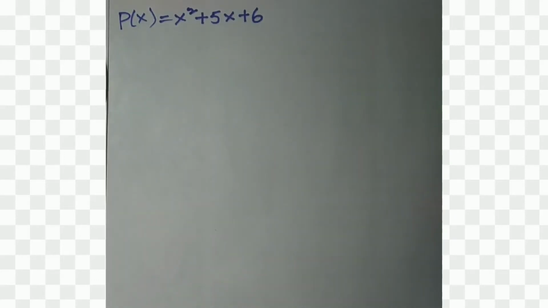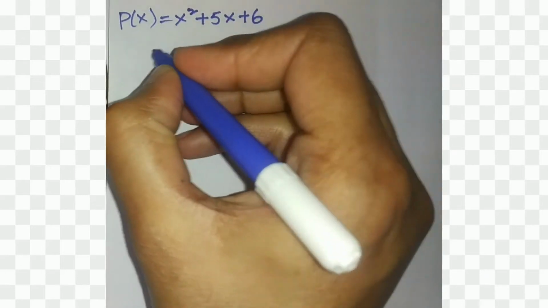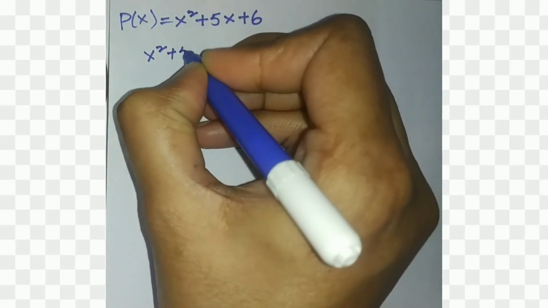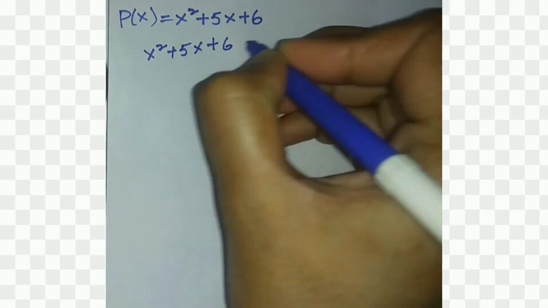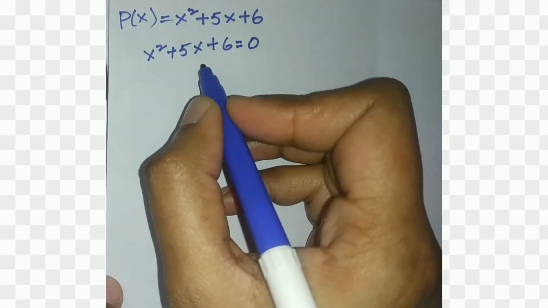Now let's solve another problem. P of x is equal to x square plus 5x plus 6. For this problem, we need to find the zeros of the polynomial and verify the relationship between the zeros and the coefficients. First, we need to find the zeros. For finding the zeros, we need to equate this polynomial to 0. So, x square plus 5x plus 6 is equal to 0. We need to solve this by factorization.